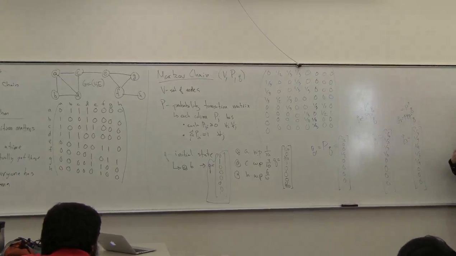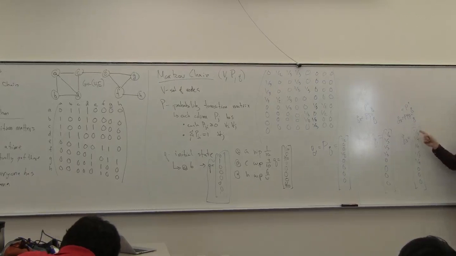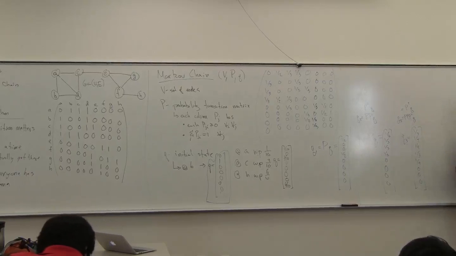So you can think of squaring a matrix the same way you square a regular number, and that's by just applying it to itself a bunch of times.